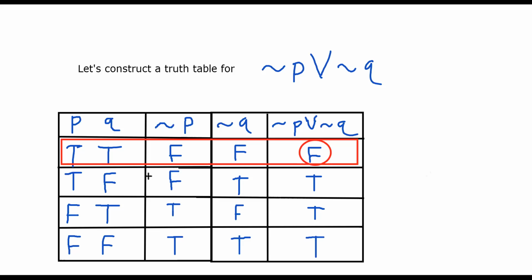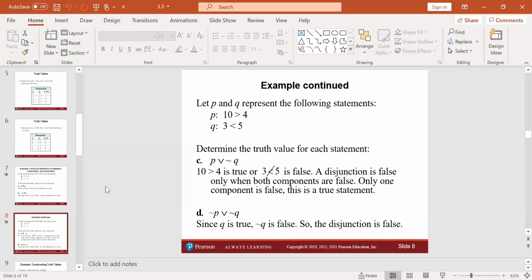That's the usefulness of a truth table. It gives us the truth values for every possible combination that exists under the sun. Opposing is real nice. It's real straightforward. True is false, false is true.